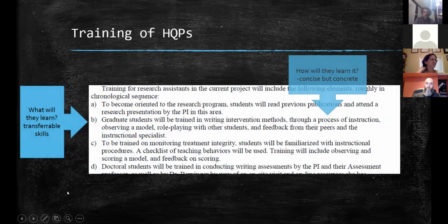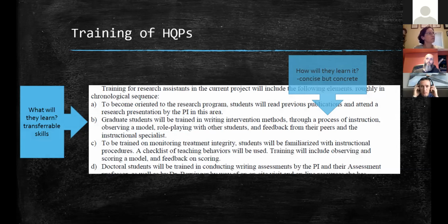In terms of training HQP, something that I've had reviewers respond to positively is being concrete about that. That includes things like what will those HQPs be learning? And then concretely, how will you help them to learn it? For example, will you pair them with a more senior graduate student for some mentoring? Will you do a workshop or weekly research meeting with your students? Concretely, what will you do?